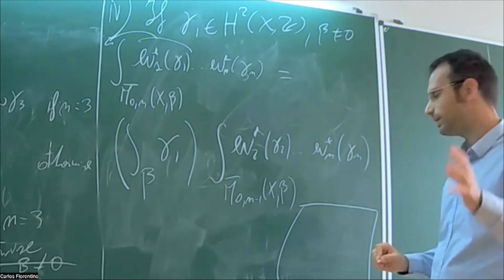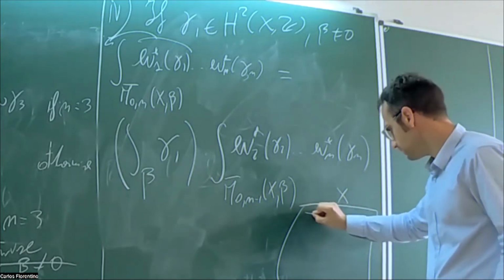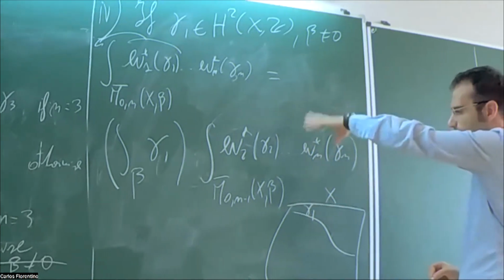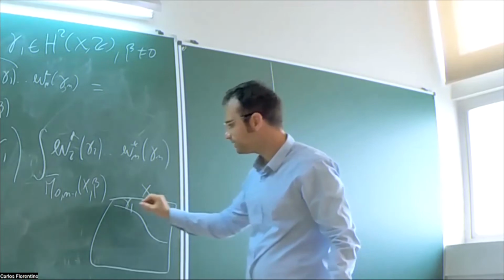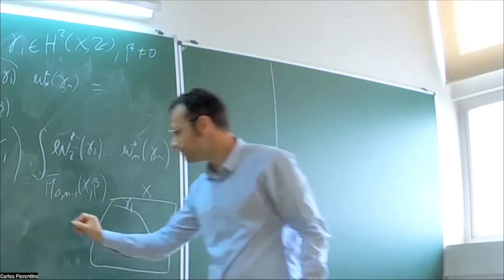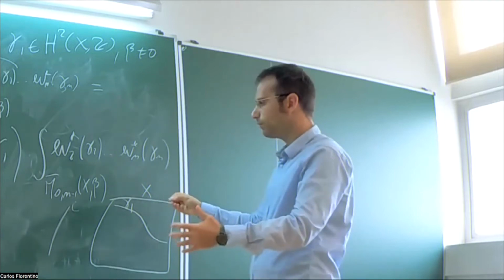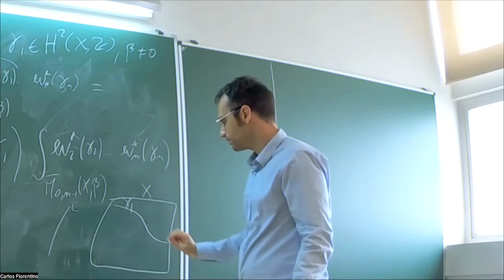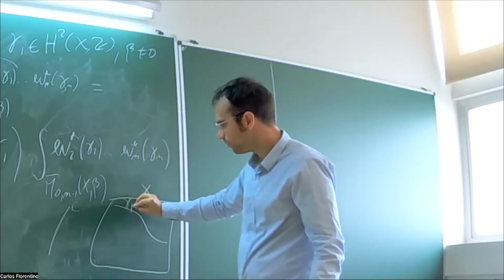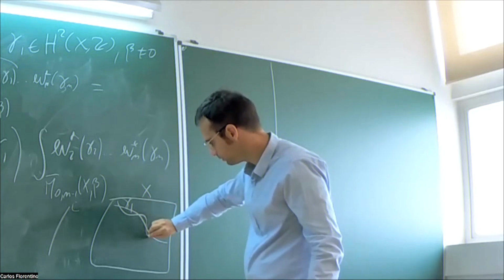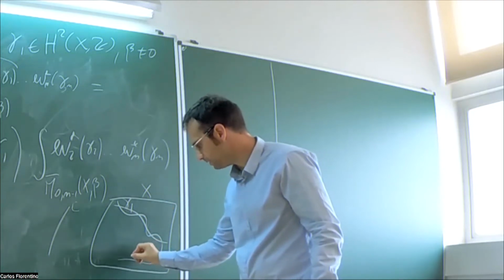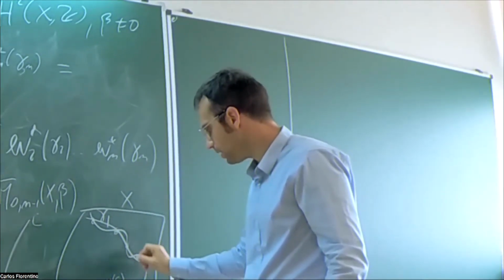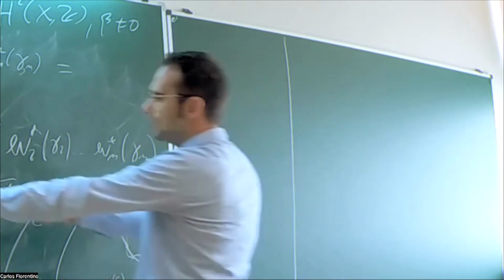Let's go back to the geometric intuition. So this is X. This is gamma 1. This is the same drawing that there was here before. This is a divisor, and the image of C is a curve of degree beta. So this is the image of C, and it means gamma 1 meets it in exactly this number of points.